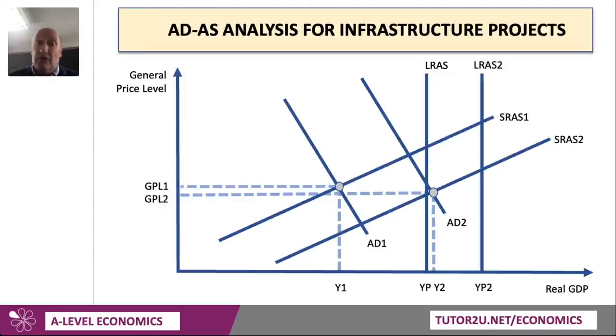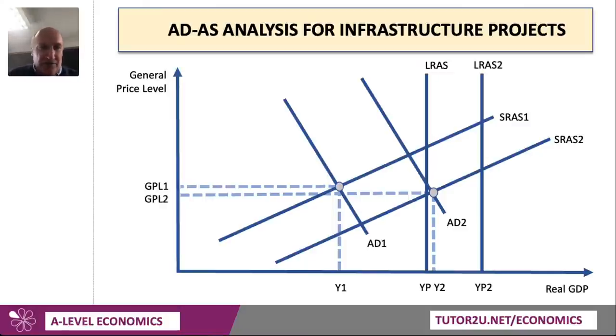And it also can shift out long-run aggregate supply from LRAS1 to LRAS2. So in that sense, the economy could increase output from Y1 to Y2, and can sustain higher demand without there being inflation. So this would be my go-to diagram for a question on the potential benefits of infrastructure spending. It's a really good diagram. It's developed. You've shifted three curves, and of course you can then furnish this diagram with some good examples. That would be my go-to diagram.